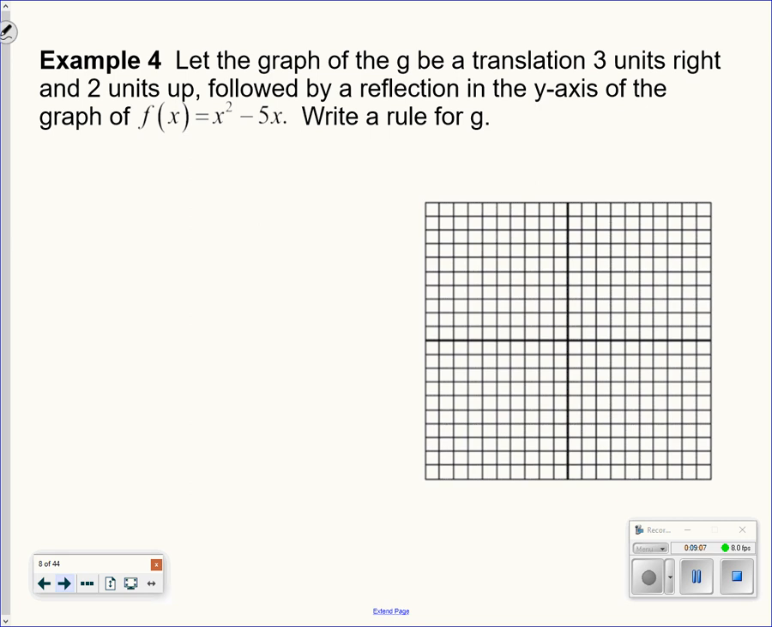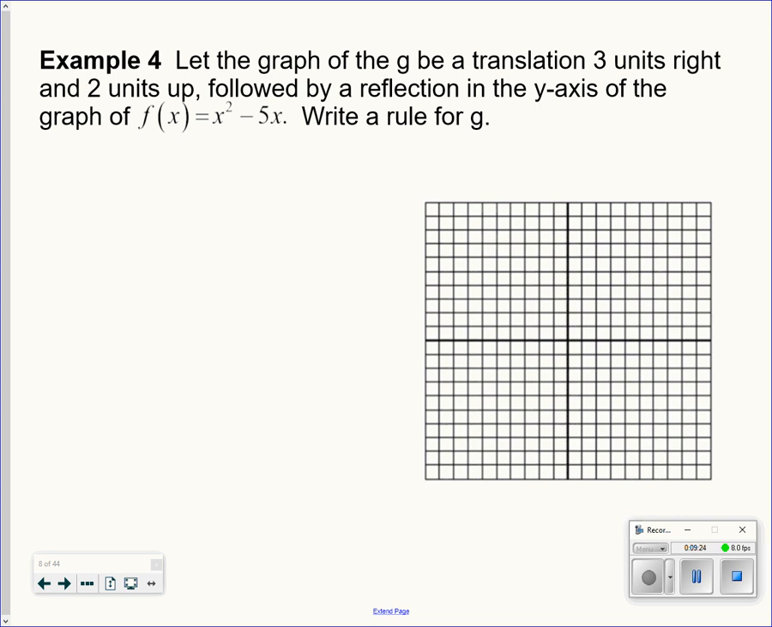Let the graph of the new function be a translation 3 units to the right. I apologize, I was interrupted there, so this may become mid-sentence here. We're going to let the graph go 3 units to the right, 2 units up, followed by a reflection on the y-axis. So again, we have to do this in order.